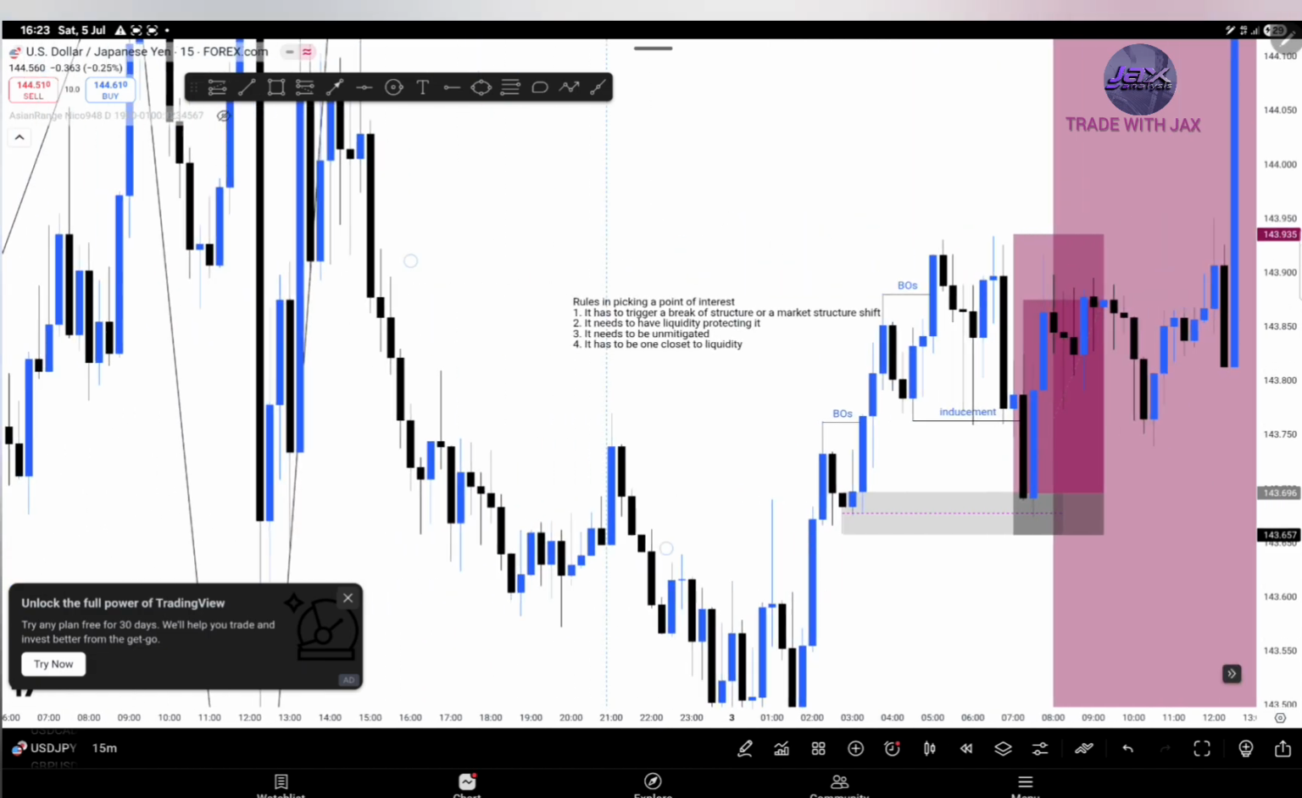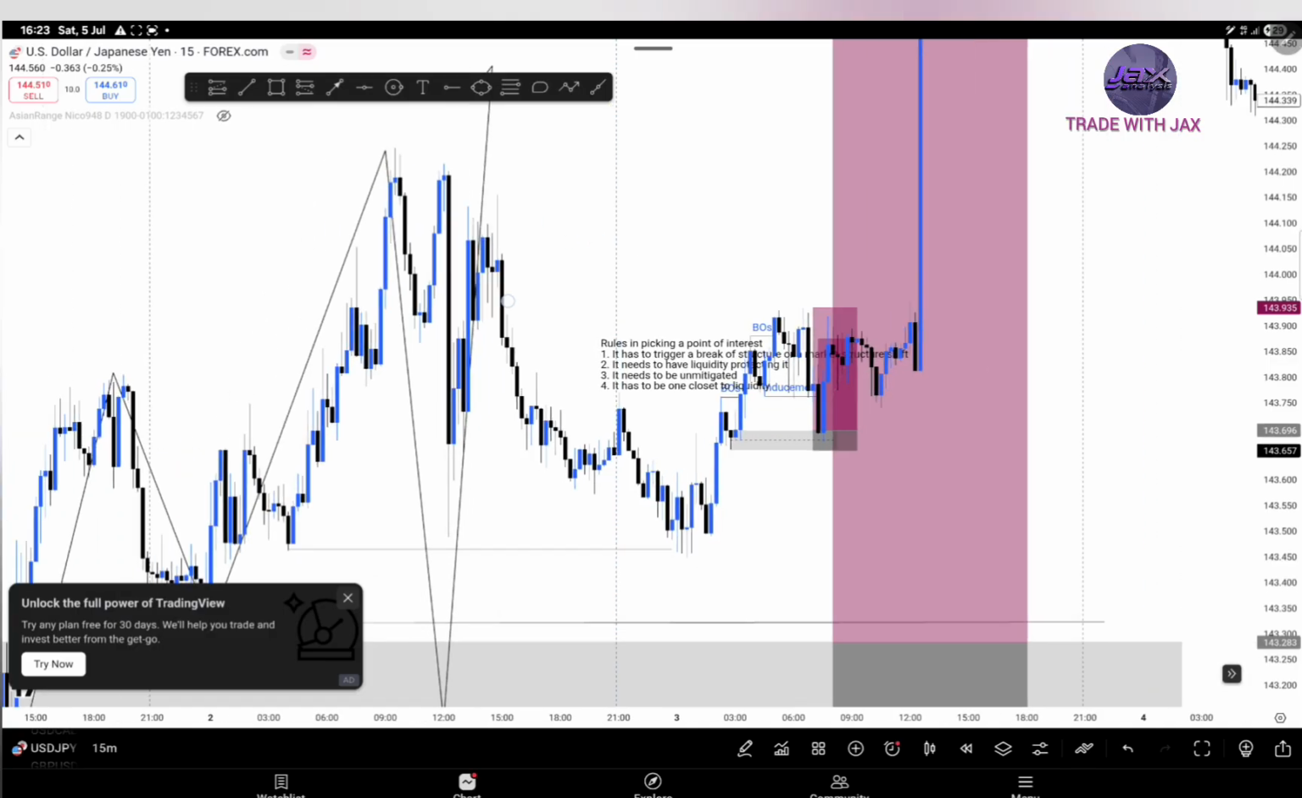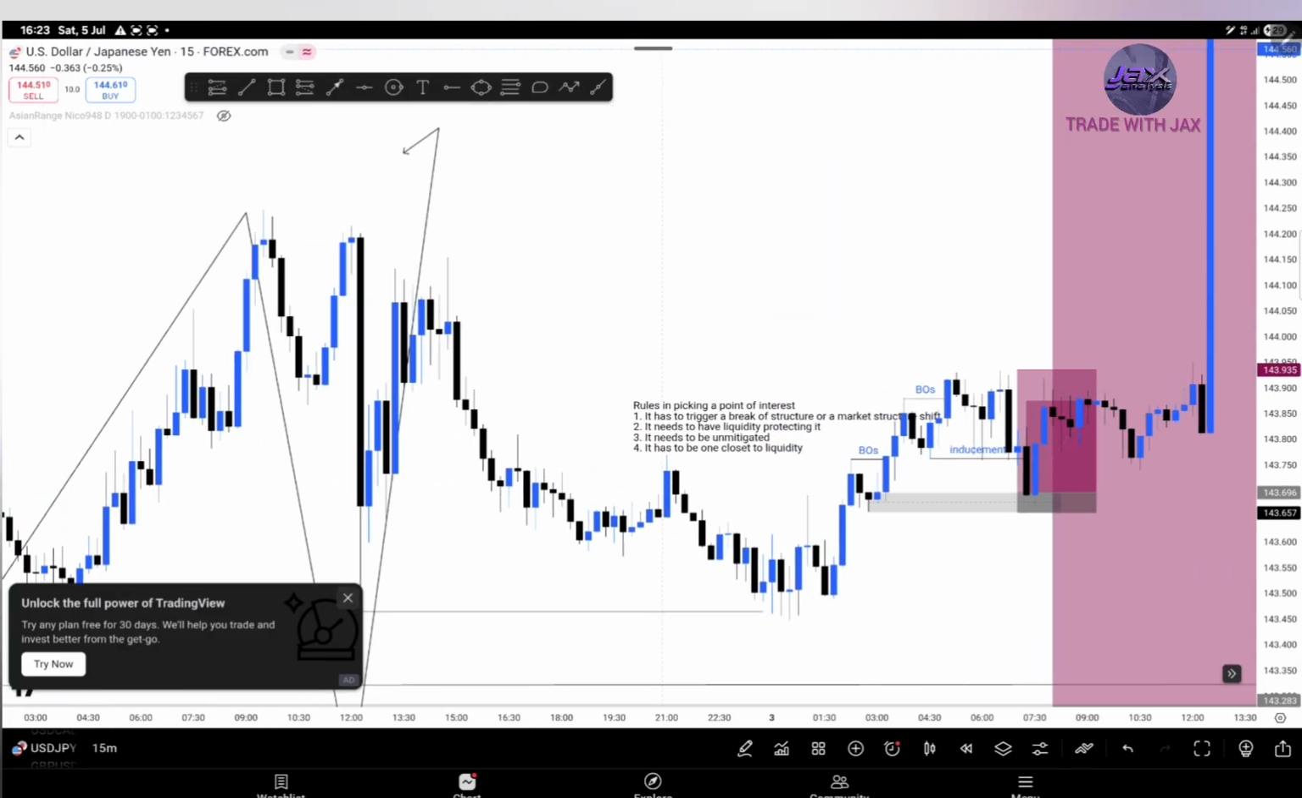So that's the entry. You can backtest this on crypto and forex and you will still get the same results.